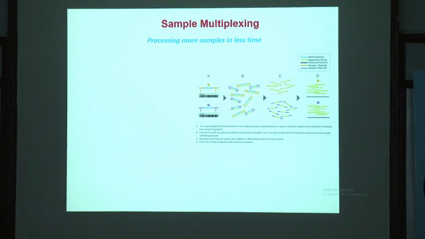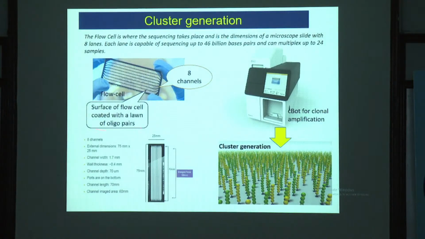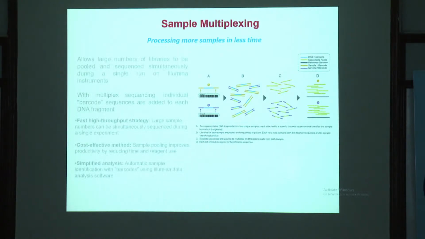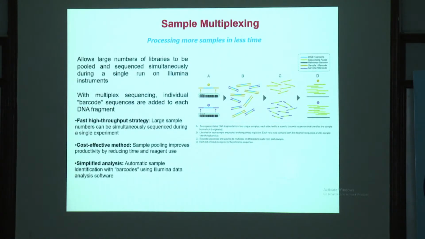And what is multiplexing? Have you heard the name multiplexing? What is multiplexing? As the name of multiplex PCR indicates, multiplexing. So here what we do, for example, if I have 5 samples, we use barcodes or an identifier for each sample.